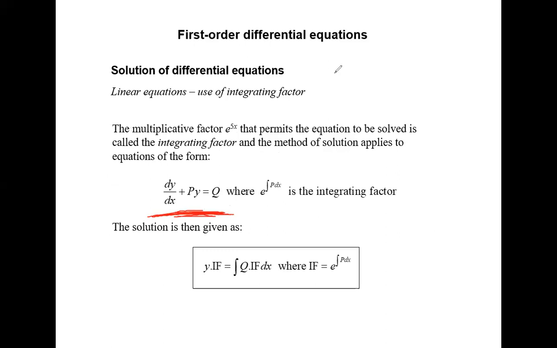So what do we mean by a function of this form? So let's say we have dy dx plus 2y is equal to 3x. When we have it of this form, then it means that this time around we have a Q being 3x here.